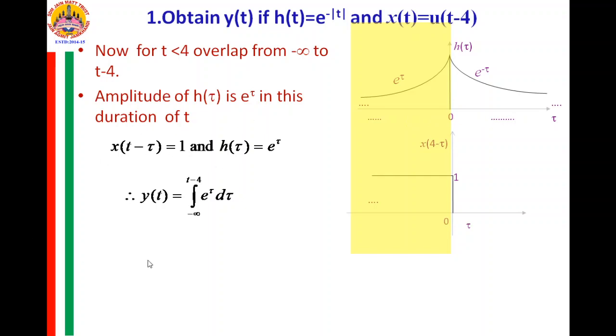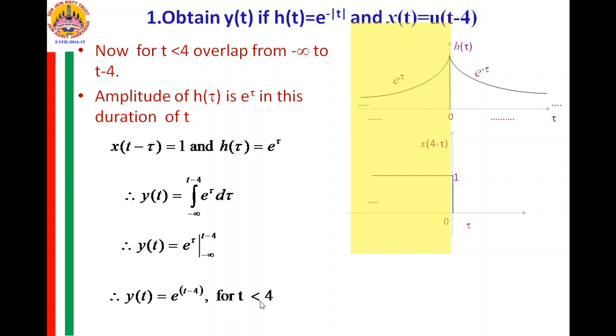So first let us evaluate this integration for t less than 4. y of t is equal to the integration from minus infinity to t minus 4 of e raised to tau d tau. The integration of e raised to tau is e raised to tau, and then we substitute the limits, upper limit t minus 4 and lower limit minus infinity. E raised to minus infinity is 0. Therefore, y of t is equal to e raised to t minus 4. This is for t less than 4.